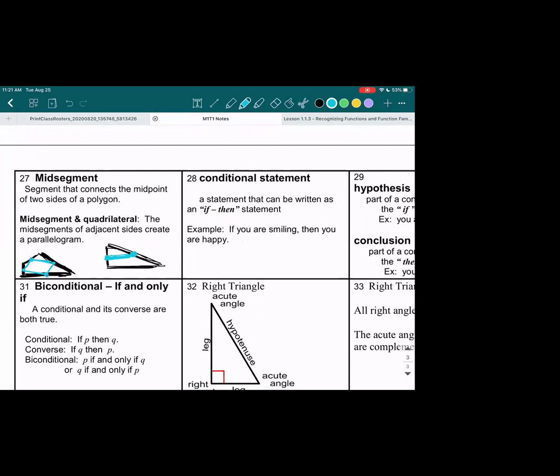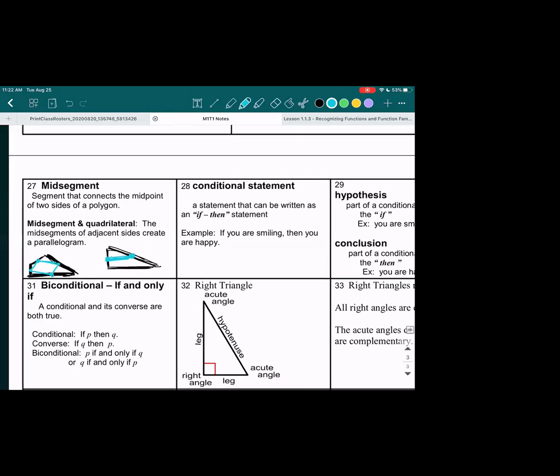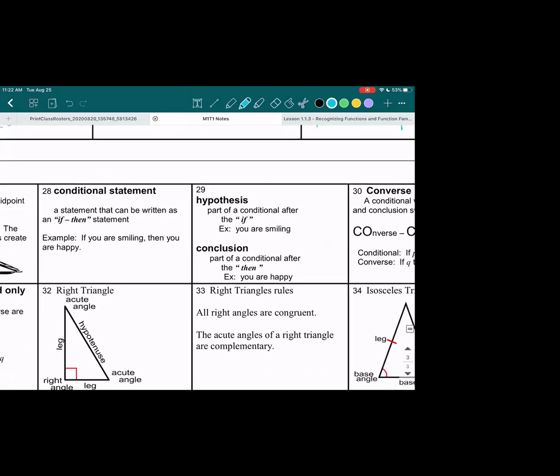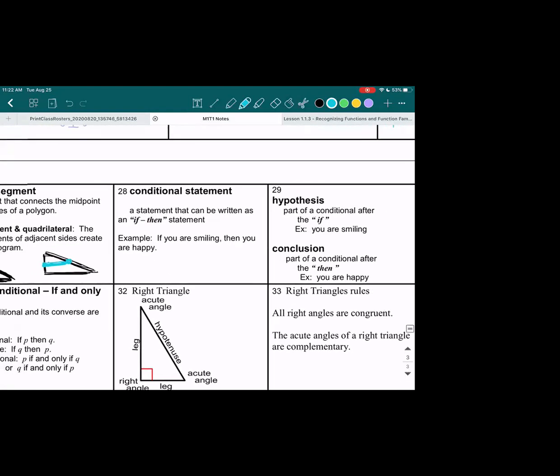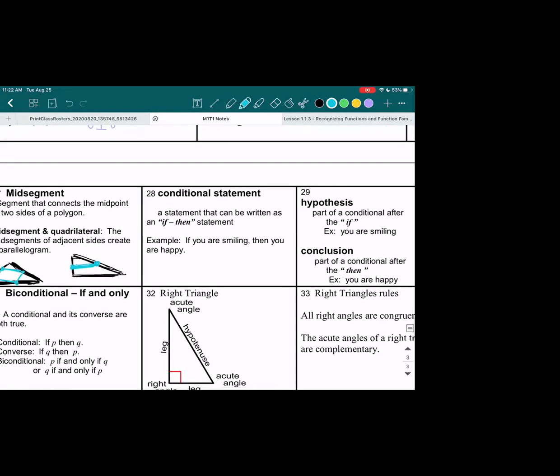Give me one moment while I mark the attendance because somebody just came in. Okay, next, let's talk about hypothesis and conclusion. Oh wait, okay, somebody said, what did I just say? Okay, I was reading you the definition of conditional statement.